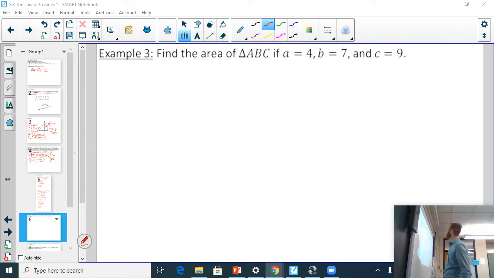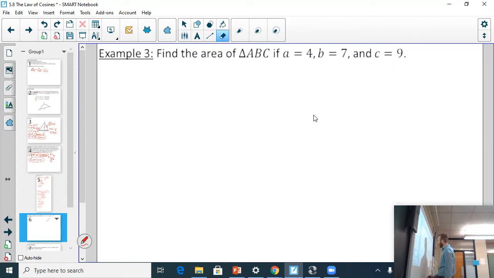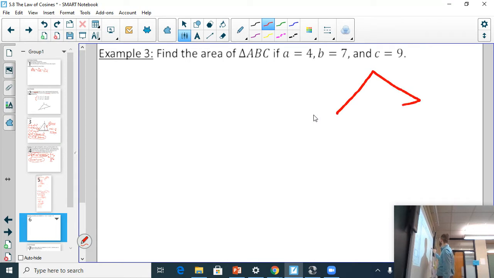So find the area of triangle ABC if A equals 4, B equals 7, and C equals 9. Again, I don't really know what that looks like. We might have an obtuse angle, we might not. So I'm going to draw something close to 90 degrees, and this isn't going to be exact.